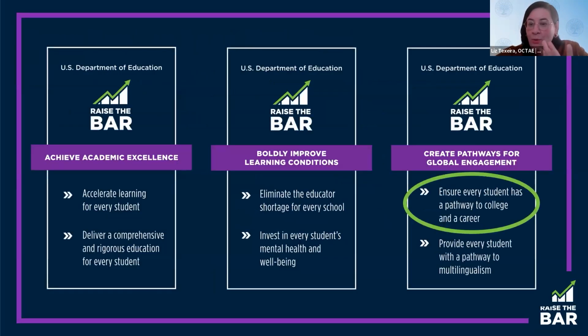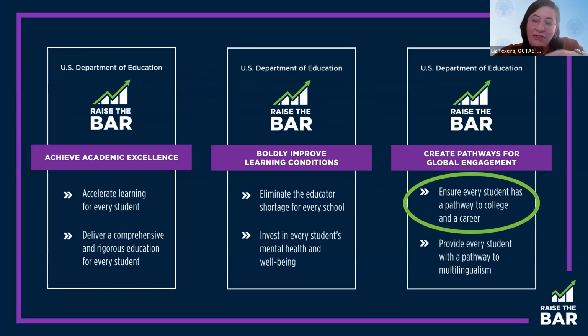That came about when we outlined the major priorities for the department for the coming year. So, achieve academic excellence. There are two primary objectives within that vertical: accelerated learning, delivering a comprehensive and rigorous education for every student, based on data, and data stemming out of the pandemic. The second vertical is around boldly improving learning outcomes. Specifically, those two we're focusing on are eliminating the educator shortage for schools and investing in every student's mental health and well-being.